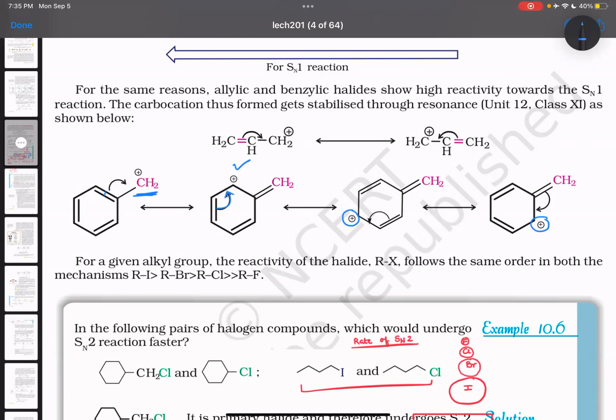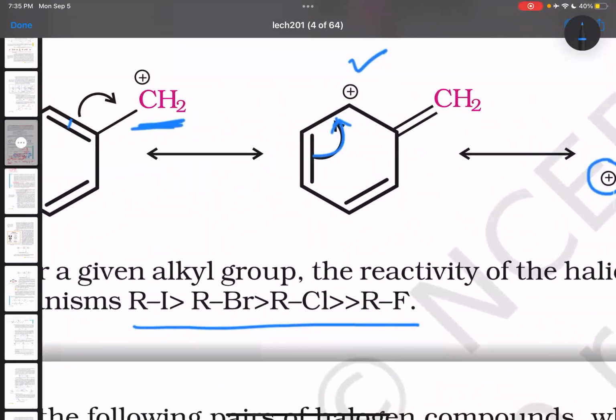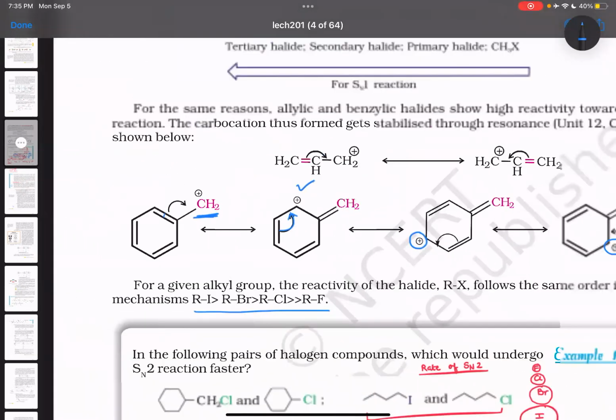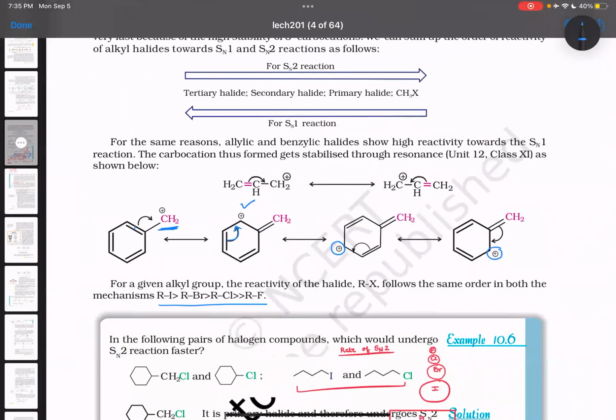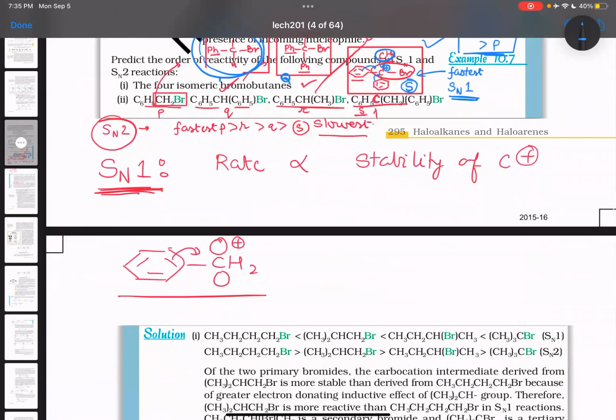If the alkyl group is the same, you need to compare the bond strength. Iodides are weakest, so they are going to react more quickly, followed by bromide, chloride, and fluorides. So I hope this is clear to all of you.